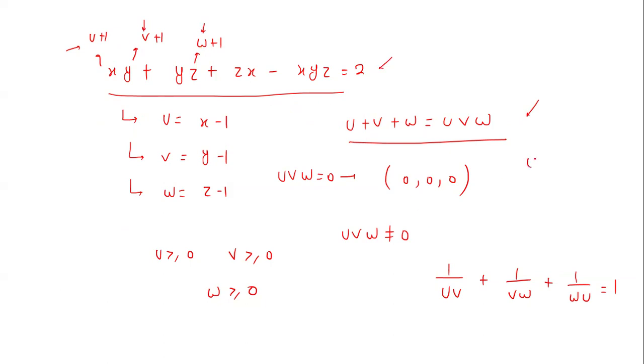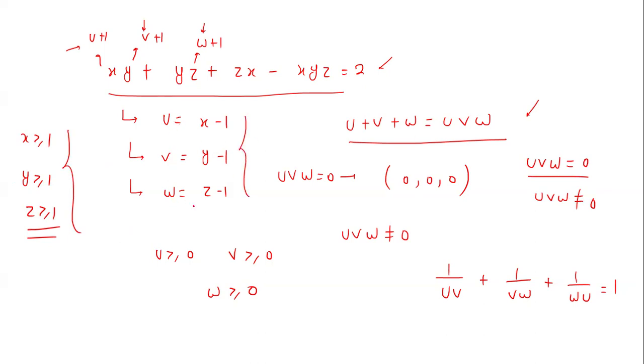Here there are two possibilities: either the value of uvw is equal to 0, or uvw is not equal to 0. If this is equal to 0, and we have to find the positive integer solution, it means x must be greater than or equal to 1, y must be greater than or equal to 1, and z must be greater than or equal to 1. So u must be greater than or equal to 0, v must be greater than or equal to 0, and w must be greater than or equal to 0. This is the condition we get by applying the positive integer solution condition on x, y, z.